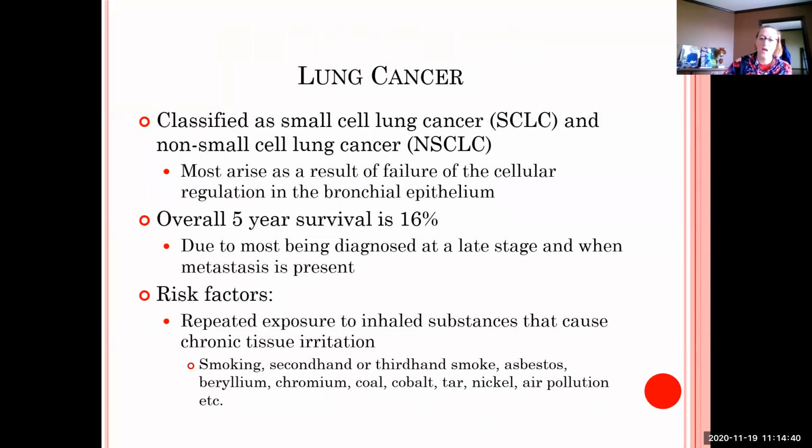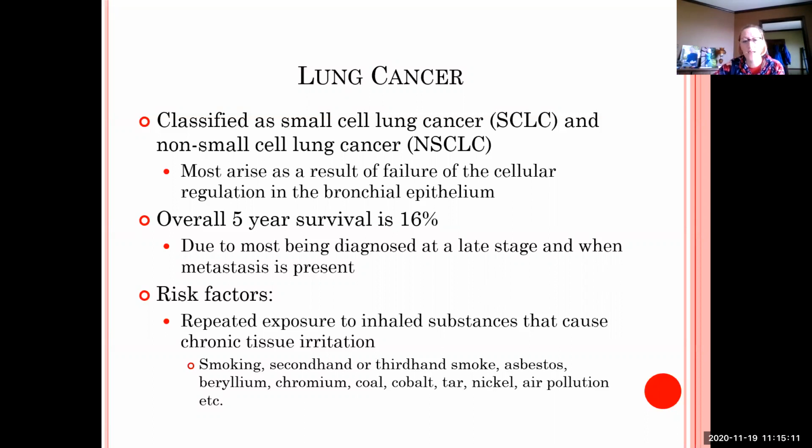Lung cancer, so you don't need to know all the real specifics of lung cancer. Mainly the thoracic surgeries that we're going to discuss often are a result of lung cancer. So whether they get a lobectomy or a pneumonectomy or thoracotomy, sometimes those are just a result of removing the lung cancer. Lung cancer is classified as small cell lung cancer and non-small cell lung cancer.